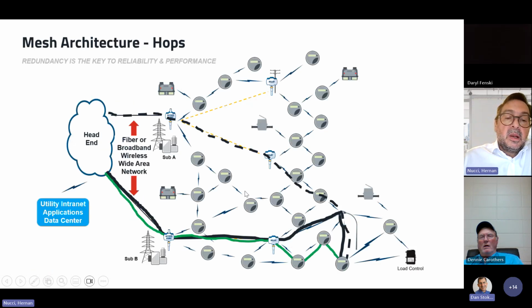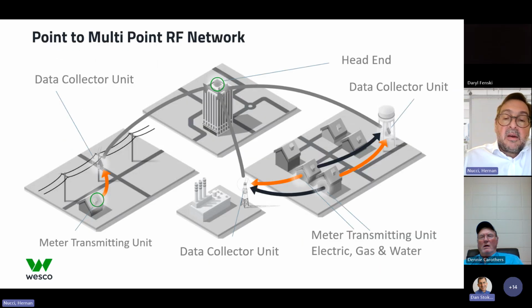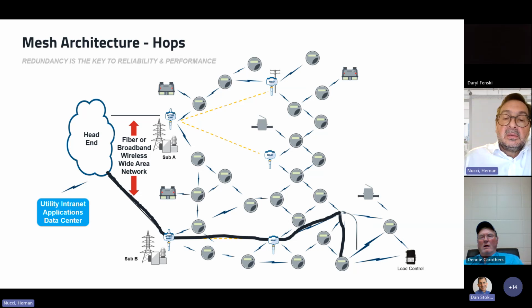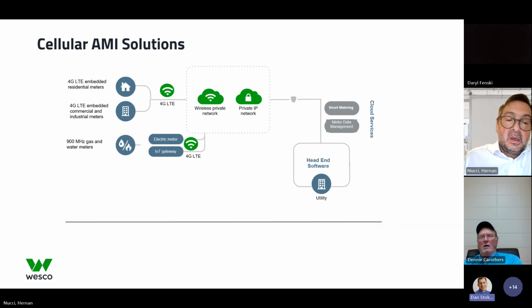So going quickly, you have the RF point multipoint. We talk point multipoint because from one data collector to multiple meters. Mesh, which we have a group of meters talking to each other. And finally, the cellular solution.